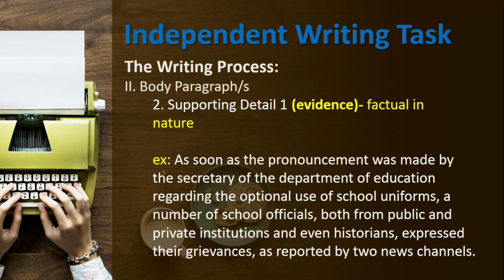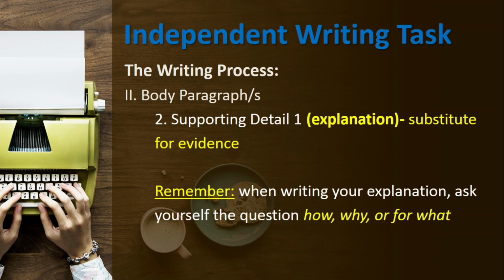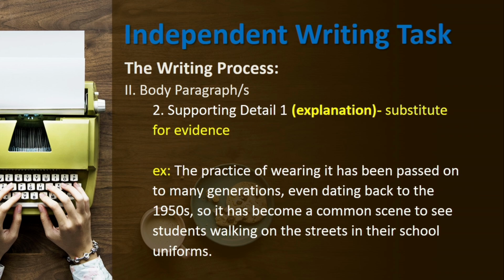But what if I am not aware of any evidence or factual statement? In this case, you still have an option B, which is to simply use an explanation. To even make the process easier, when writing an explanation, ask yourself the question, how, why, or for what. For example, the practice of wearing it has been passed on to many generations, even dating back to the 1950s, so it has become a common scene to see students walking on the streets in their school uniforms.